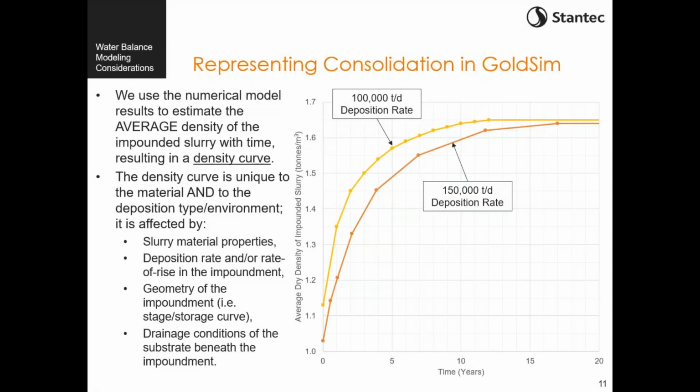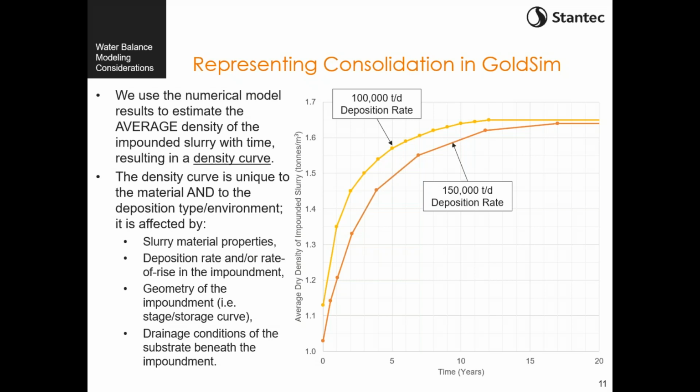This density curve is established based on our numerical model. Our numerical model brings in material properties, deposition rates, things along those lines. The numerical model is going to give us an output, which is essentially just the density of our impoundment with time. All right, so the numerical model tracks the density of every element of slurry within our impoundment. This density curve basically just represents the average of the densities of each individual element of soil. Okay, so that's how this density curve is established.